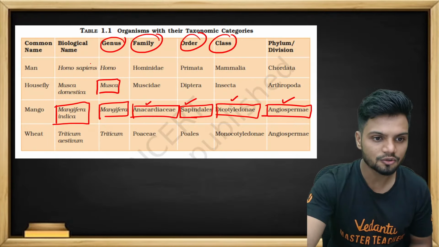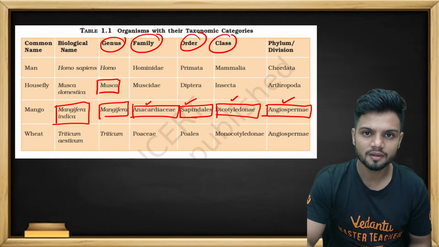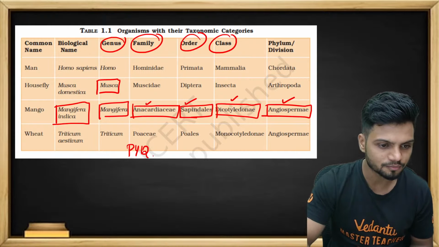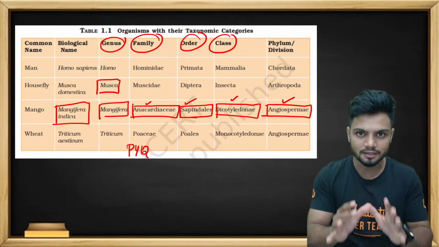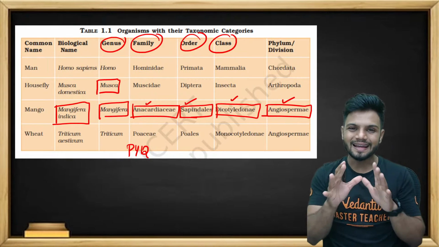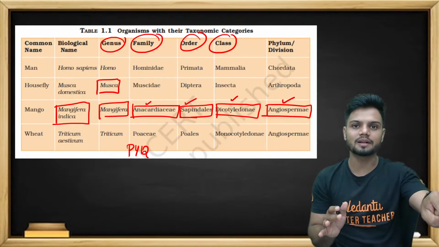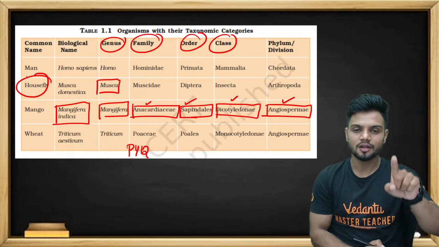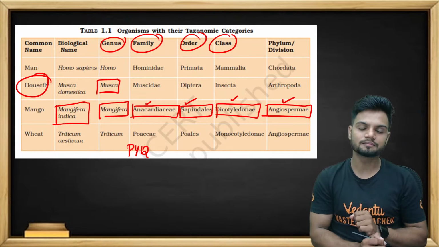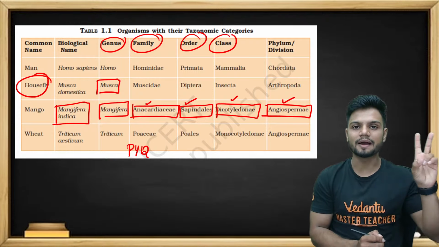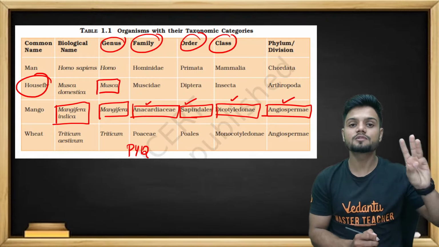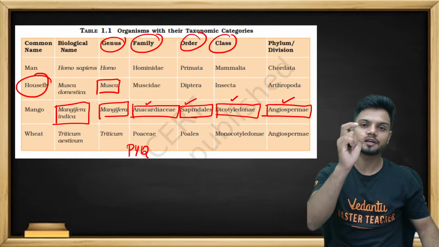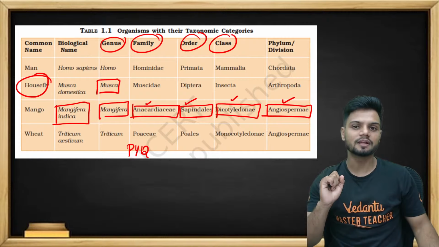Okay. Now here they have given you one particular table. From this table, there is always a PYQ. If there is a PYQ in this chapter, 90% of the time it is either from this table right here, especially this notorious housefly, or it is from binomial nomenclature, or what is living, which we learned at the start. From these three places, you will always get a question. So learn this table very well.